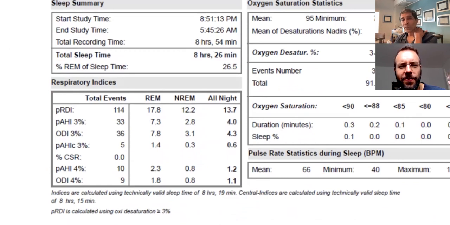Once again, a UARS patient. AHI less than 5, RDI greater than 5, and in REM sleep, a little bit worse, right? As you can imagine.